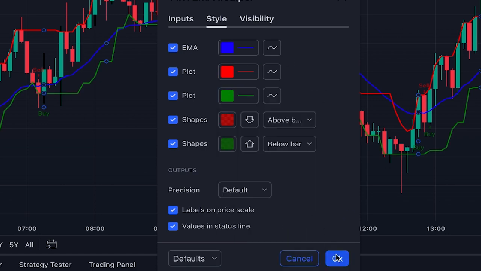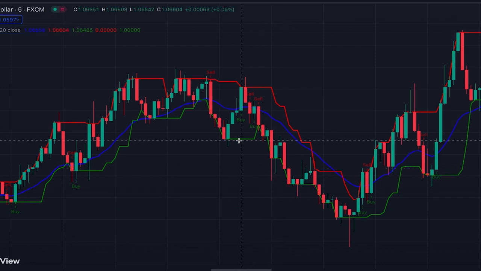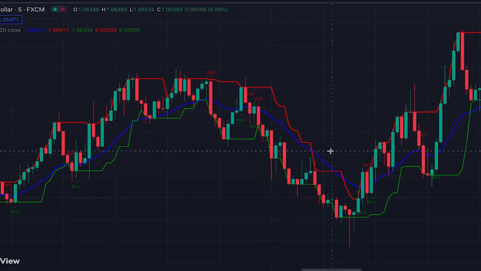Alright, now it's better. This green line is the lowest close of the previous 8 candles at any time, and this red line is the highest close of the previous 8 candles. They are a kind of support and resistance levels. That's a very short-term support and resistance levels, and actually they are dynamic support and resistance levels.